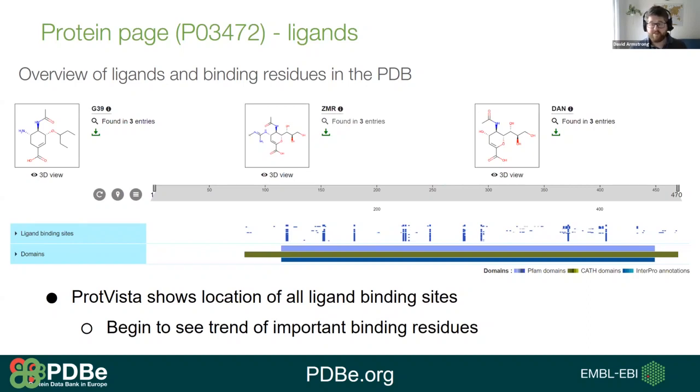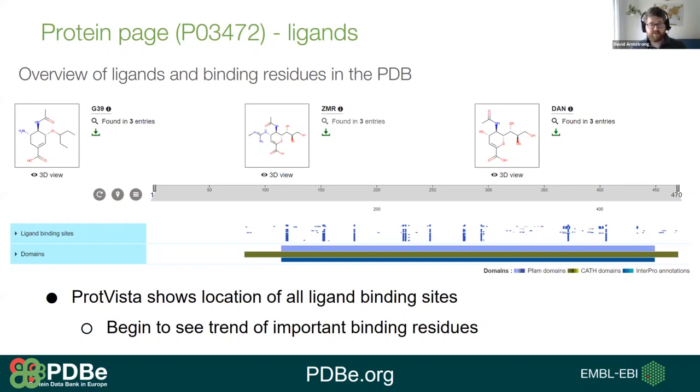Now the second part of this section is something called a PropVista component. PropVista was developed between ourselves, UniProt and InterPro, and it's a sequence-based viewer. But what we're able to do is interpret the 3D structure data as a sequence-related view so that we can show all of the interactions between ligands and the protein based on that protein sequence.